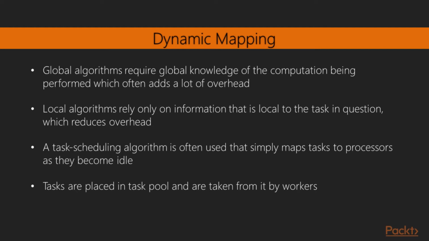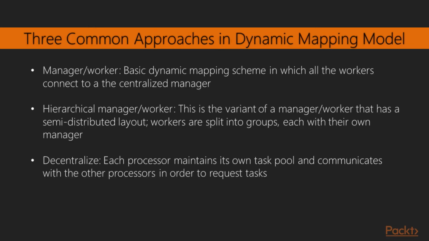If the tasks rarely communicate other than at the start and the end of the execution, a task scheduling algorithm is often used that simply maps tasks to processors as they become idle. In a task scheduling algorithm, a task pool is maintained. Tasks are placed in this pool and are taken from it by workers. There are three common approaches in dynamic mapping model.